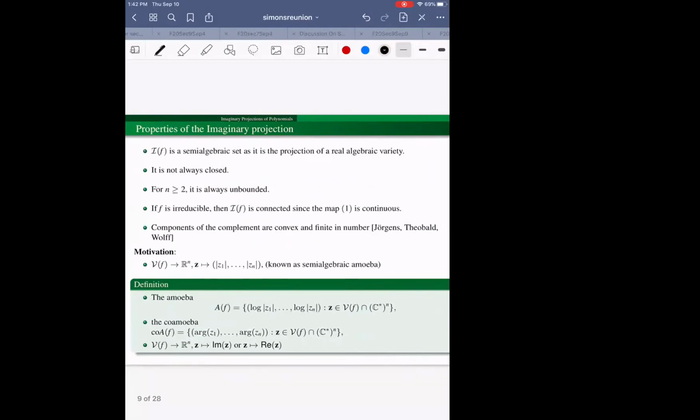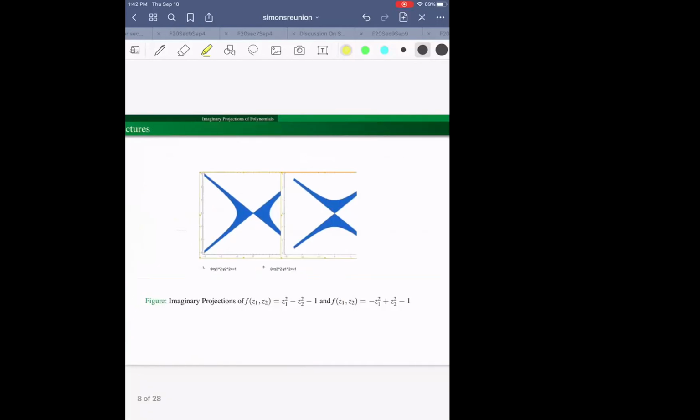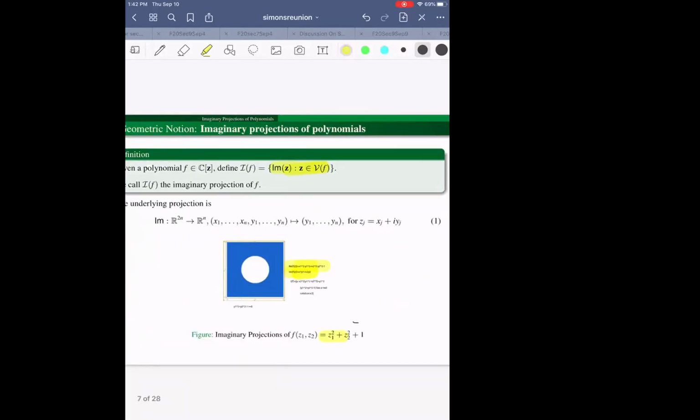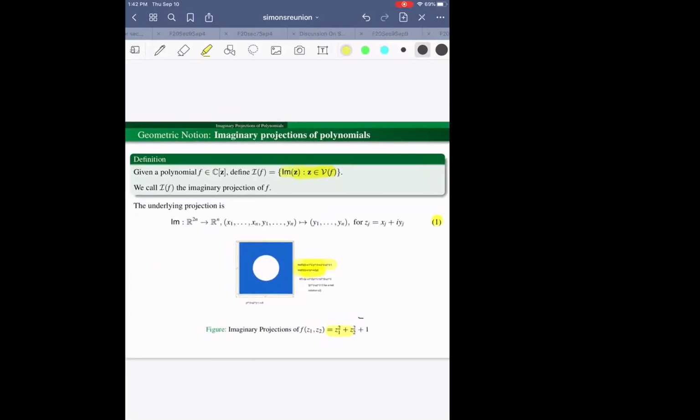So here we conclude some properties of imaginary projection. It is a semi-algebraic set, as it can be thought of as the projection of a real algebraic variety. It is not always closed. It is always unbounded for n greater than or equal to 2. And if the polynomial is irreducible, then the imaginary projection is always connected because the map is continuous.